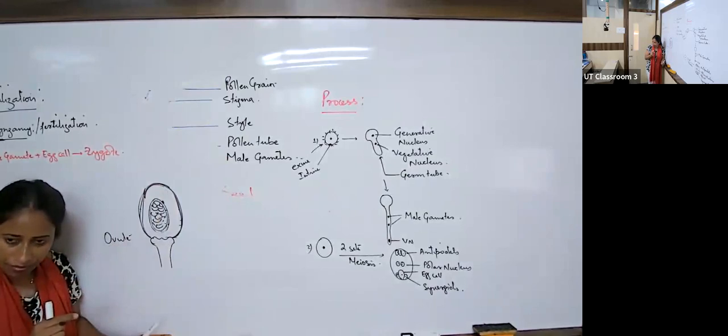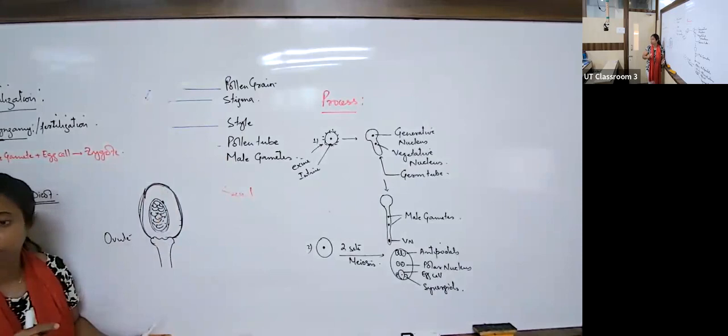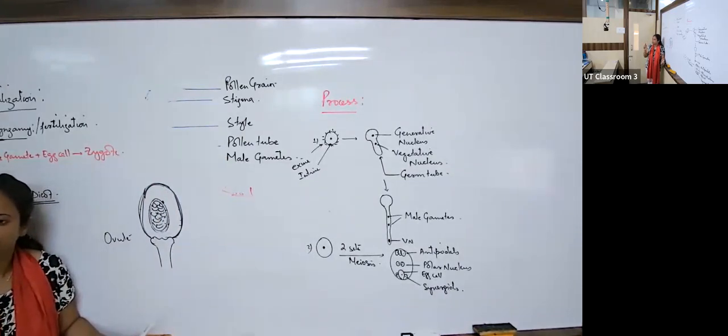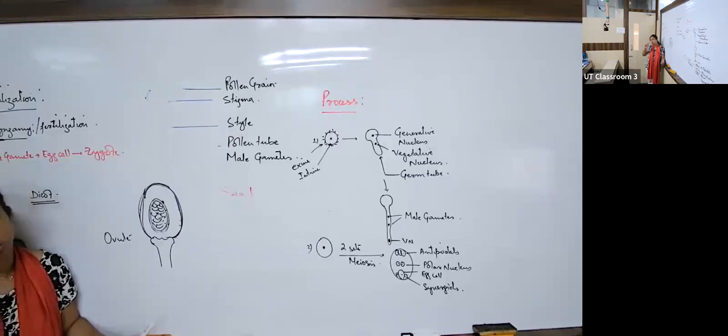So ma'am, अभी दो male gametes ma'am, what if more than 2 male gametes are there? More than 2 तो होता ही नहीं है कभी. A single pollen, अच्छा pollen एक हाँ. एक single pollen से 2 ही male gamete बनेगा, उससे ज्यादा नहीं बनेगा.